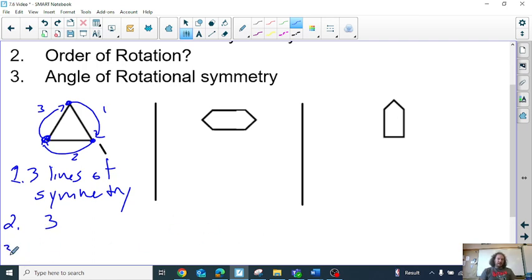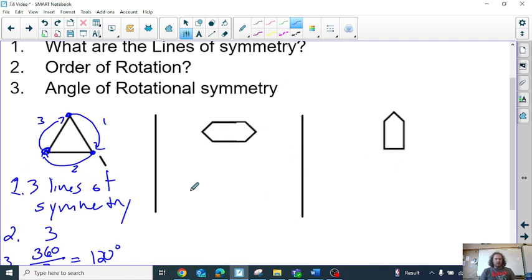And that means that the angle of rotational symmetry, if I take those 3 partial rotations and I want to know the size of each of them, I always take 360, which is 1 full rotation, and I can simply divide it by 3. And I get 120 degrees. Right, and then we can do the same thing for the next 2. I'll do these quickly, but if you want to pause the video here and give them a try, you can then check your work.